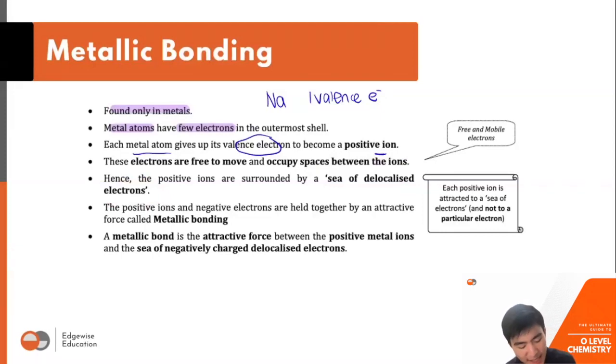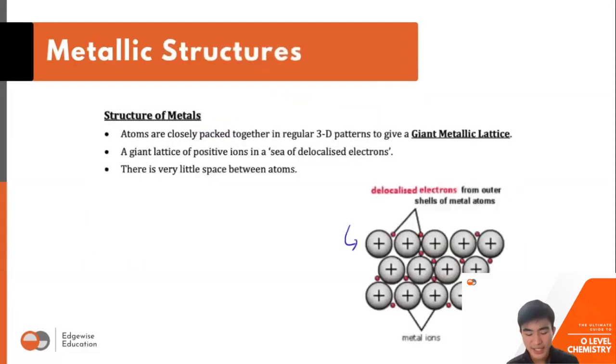All right. Now, a metallic bond is known as the attractive force between the positive metal ions and the sea of negatively charged delocalized electrons. This is the most important thing you need to know. Metallic bond: positive metal ions, delocalized electrons. Basically, whatever I just told you in this photo. I have positive metal ions, I have a sea of delocalized electrons. The attraction is between the positive and the negative. That's it. That is the metallic bond.